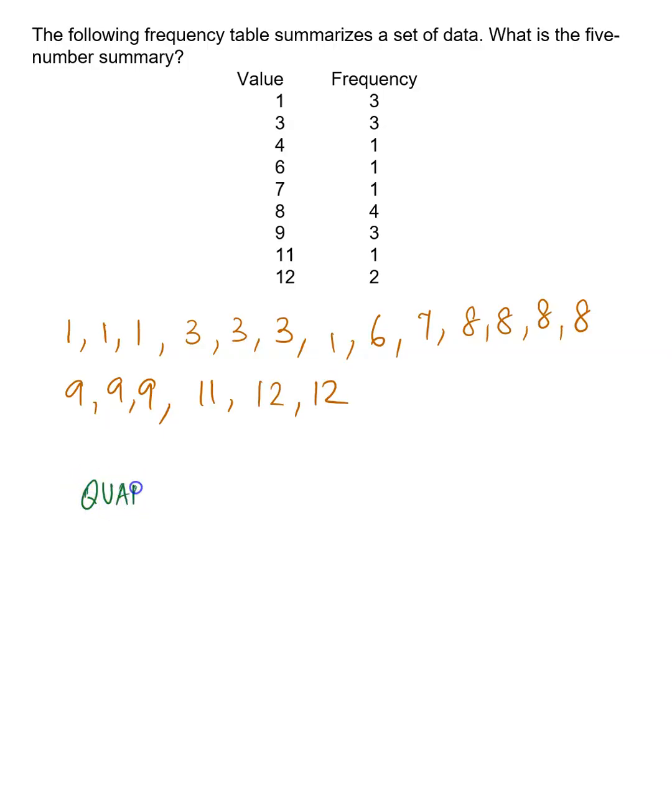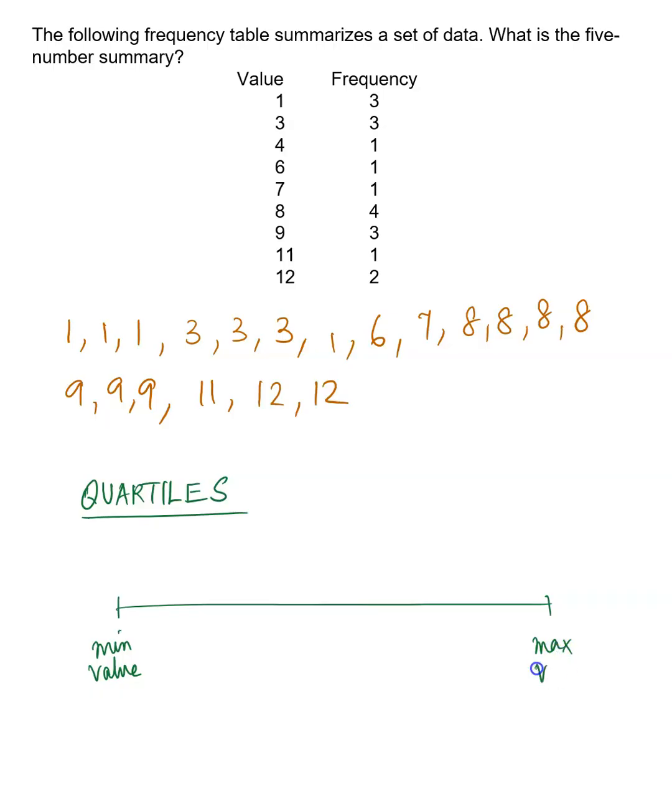We said quartiles divide your data set into quarters, right? So let's say this is the minimum value. That's the maximum value. It's arranged in order, right? So you want 4 equal parts. 1, 2, 3. So this will be Q1, this is Q2, and Q3, right?